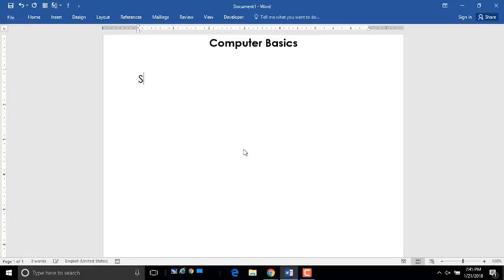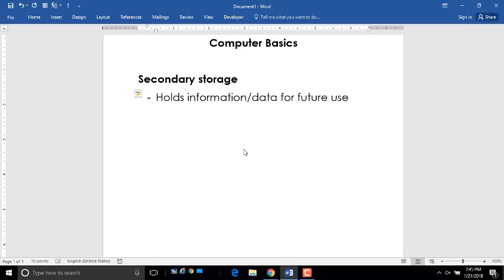So the first term that we're going to put into our notes is the term secondary storage. And it's a term that a lot of times gets really easily confused by people. And so I want you to have a good understanding of it. When we talk about secondary storage on a computer, we are just talking about the part of the computer that's going to hold information or data for future use. So that I could actually save my notes today and save them into secondary storage.